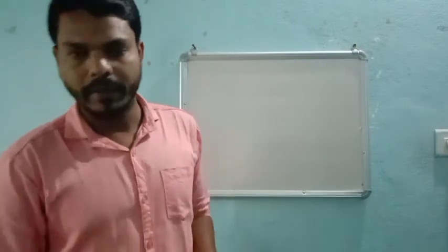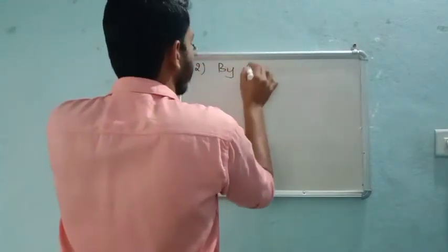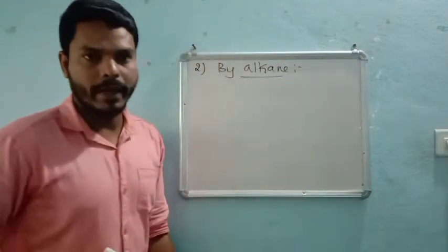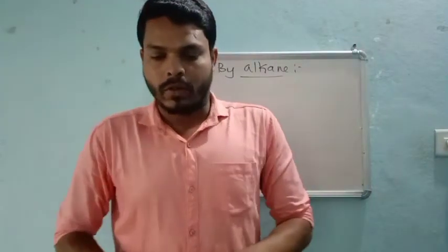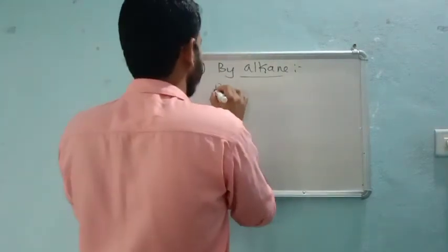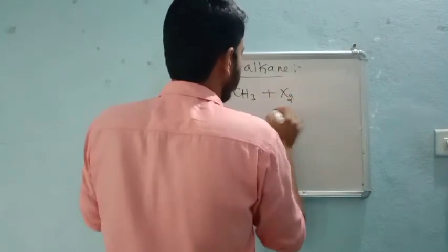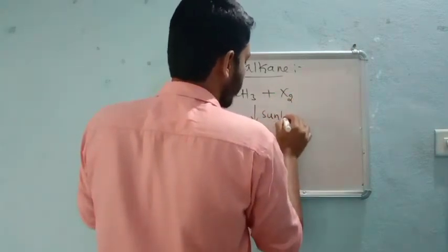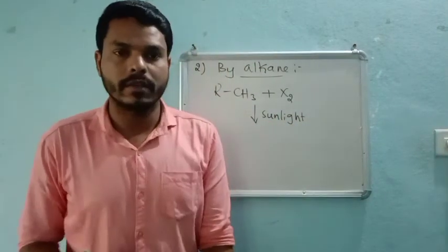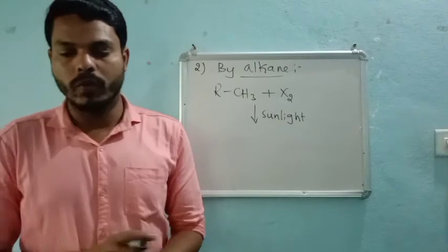And one more we will see, by alkanes, right? This is also very simple. Second method, by alkanes. By taking alkanes, we can prepare a haloalkane. So alkanes react with halogen in the presence of sunlight. We are just heating the alkanes in the presence of what? Sunlight.